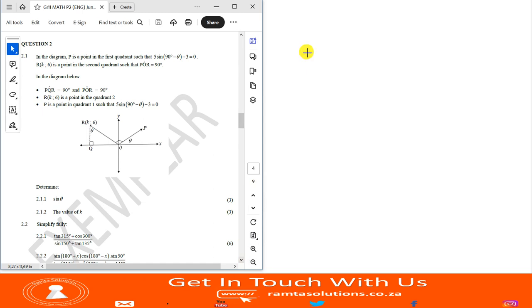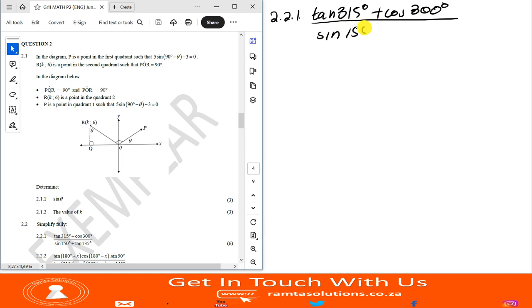So, 2.2.1 says tan 315 degrees plus cos 300 degrees, over sine 150 degrees plus tan 135 degrees. Remember, guys, rotate your screen if you are using a mobile device.